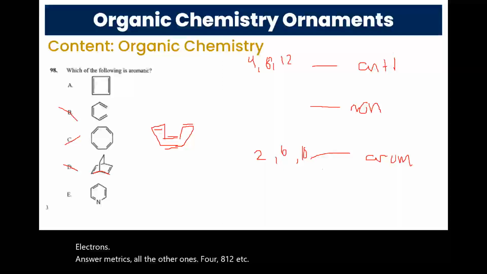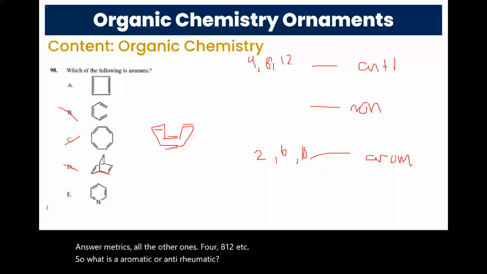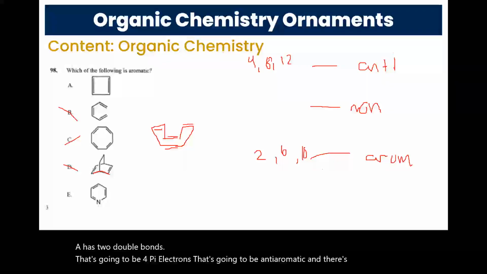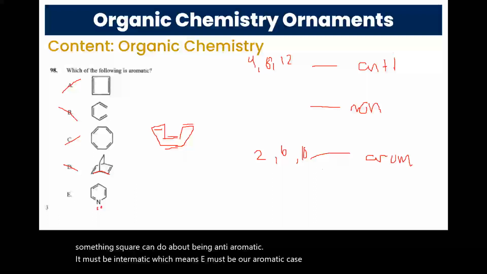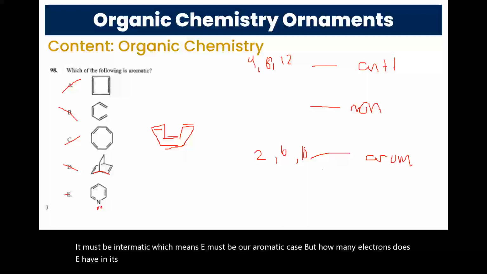So what is A, aromatic or anti-aromatic? Anti-aromatic. Because A has 2 double bonds, that's going to be 4 pi electrons. That's going to be anti-aromatic. And there's nothing something square can do about being anti-aromatic. It must be anti-aromatic, which means E must be our aromatic case. But how many electrons does E have in its Huckel number? Oops, I didn't mean to cross that out.